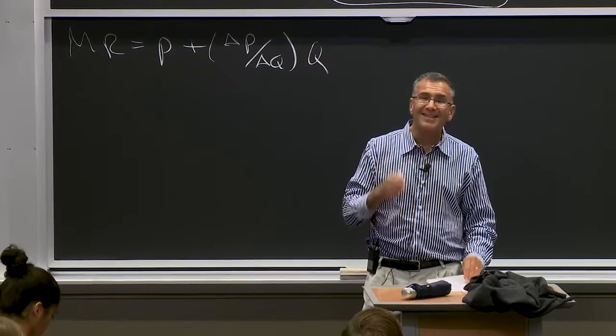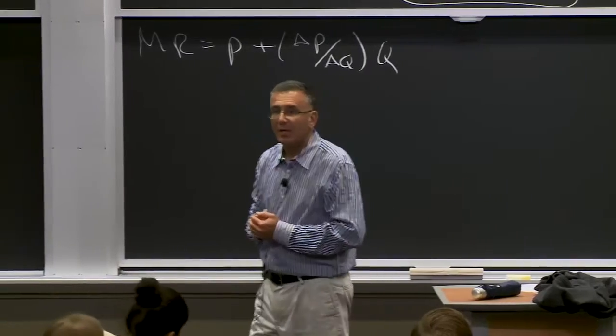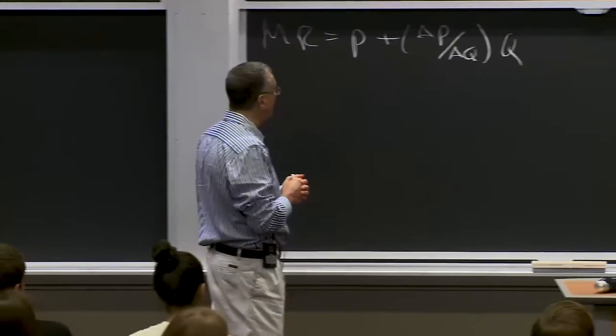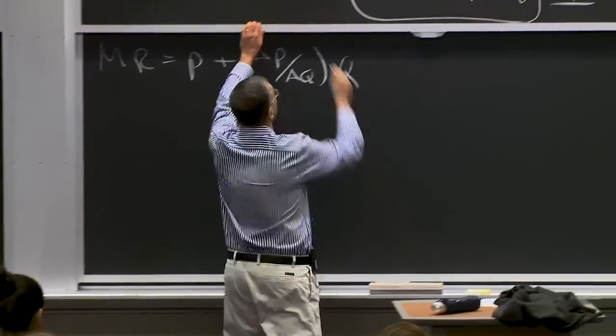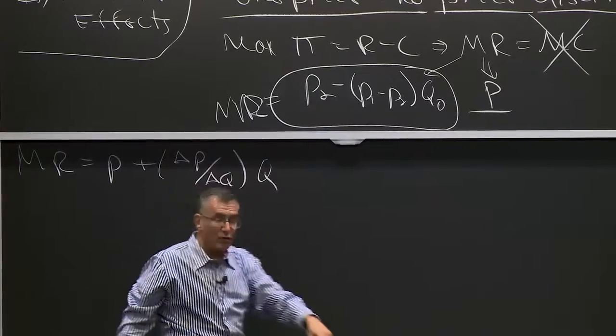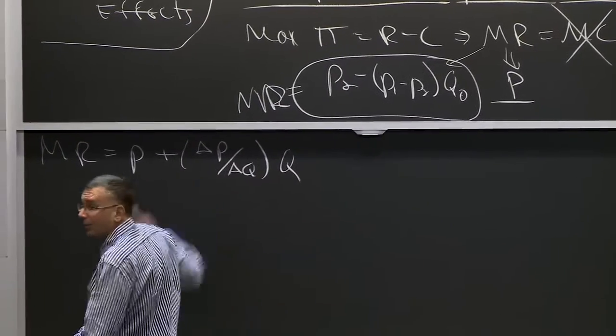Okay? This is the key intuition of monopoly math. What's that equation equal to? The P2 minus P1 minus P2? This is your marginal revenue. I just did it graphically. That's your marginal revenue. You just see that from the graph. Okay? And I just rewrote it here.